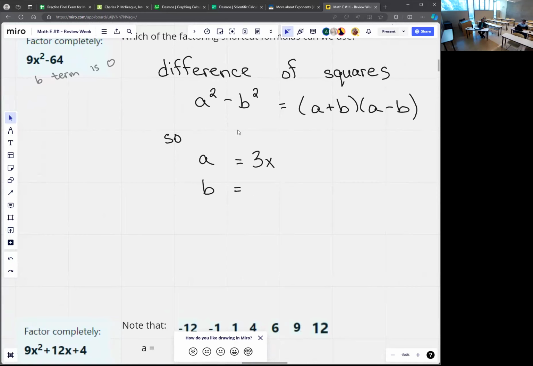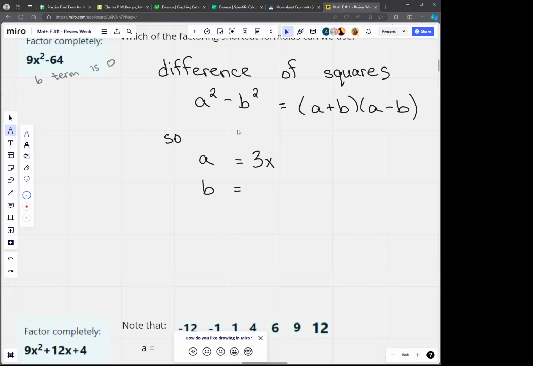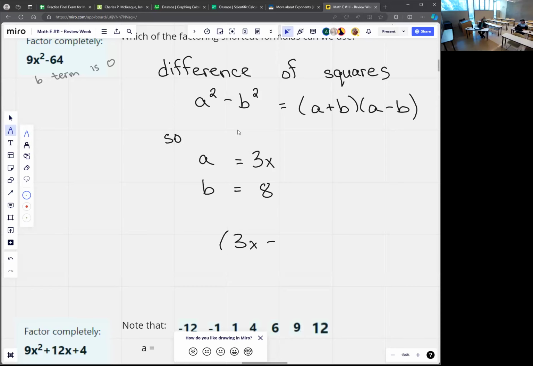So what times itself is 64? And in your calculator, you can just put square root of 64. It's 8. So then I just write it out, 3x plus 8, 3x minus 8.